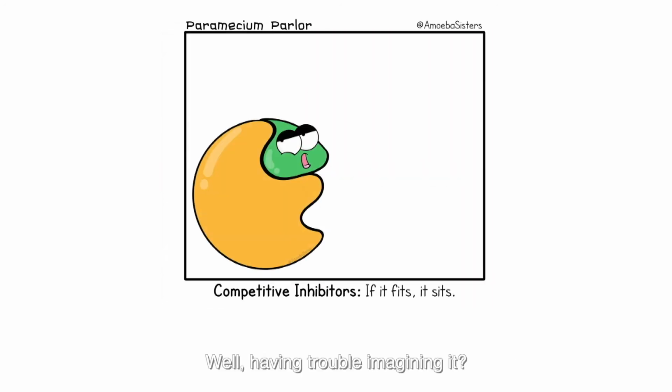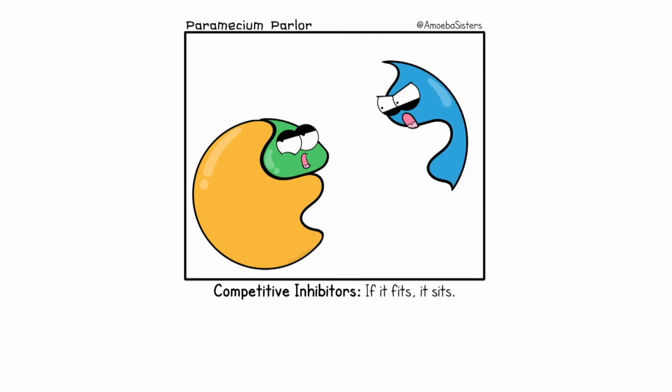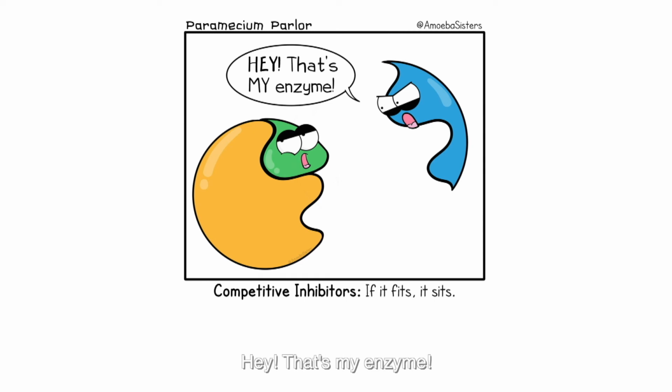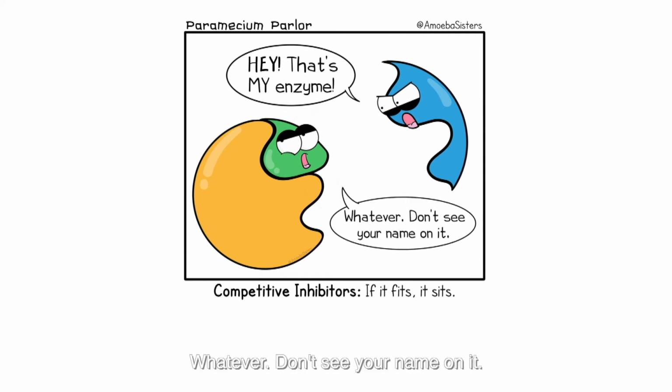Well, having trouble imagining it? I'm going to show you a scenario. Hey, that's my enzyme! Whatever, I don't see your name on it. The green buddy is called a competitive inhibitor. It reduces the productivity of enzymes by blocking substrates from entering the active sites.